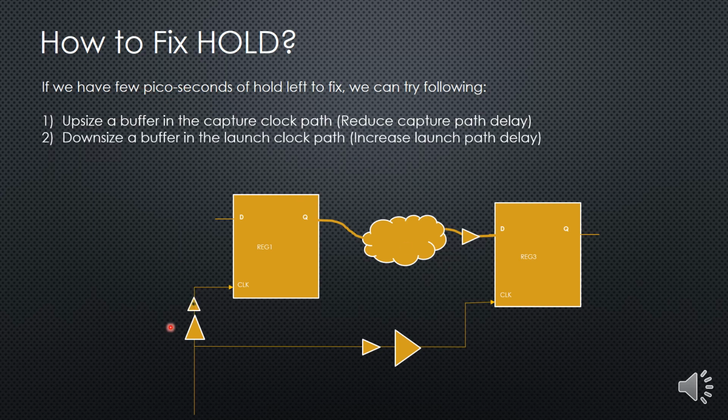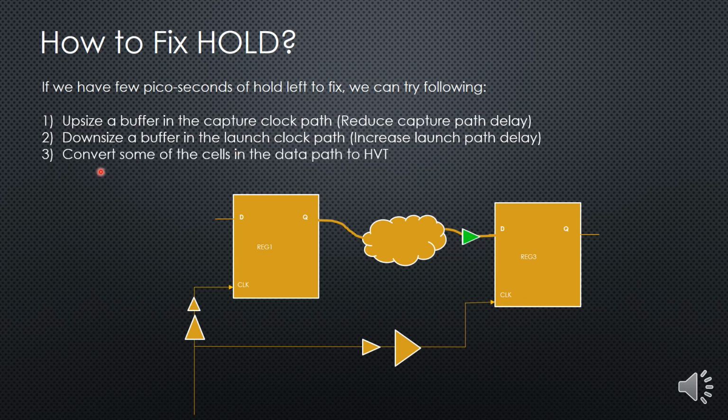The second one is we can downsize a buffer in the launch clock path, in such a way that we increase the launch path delay. Whenever we are downsizing a buffer in the launch clock path, and if we are able to increase the launch path delay, that is going to reduce your skew, and which in turn is going to fix the few picoseconds of hold left unaddressed.